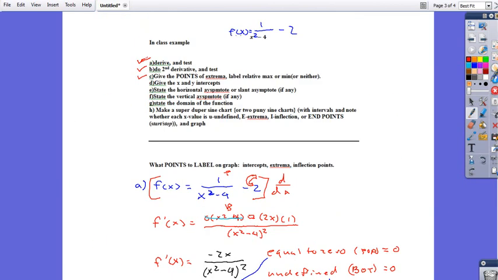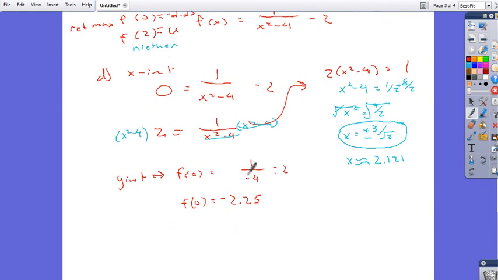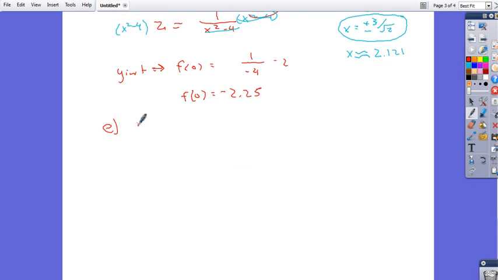State the horizontal asymptote or slant asymptote. This doesn't have a slant asymptote, but it does have a horizontal asymptote. Here's how you find horizontal asymptotes. We're going to use the calculus way. The calculus way of finding a horizontal asymptote is the limit of f of x as x approaches infinity or negative infinity. Let's first do this one.